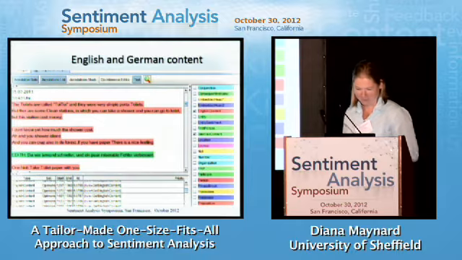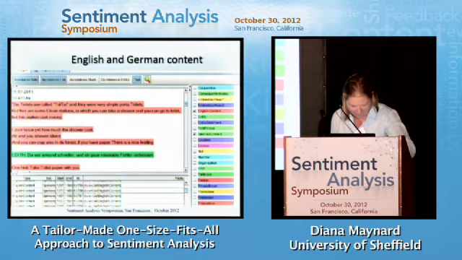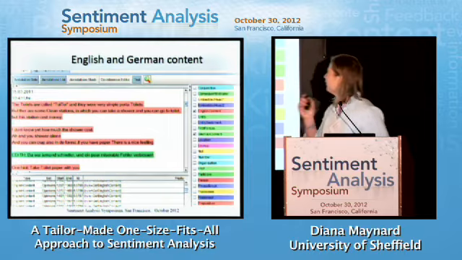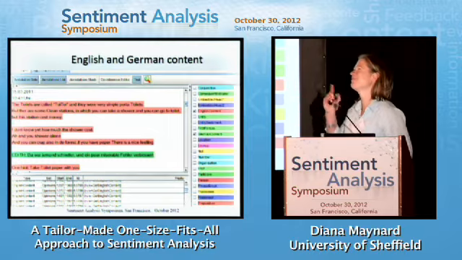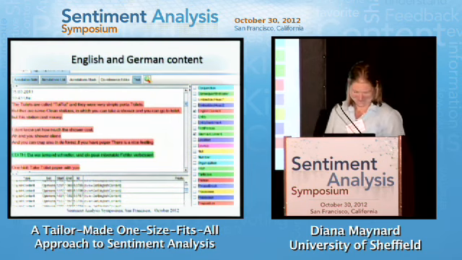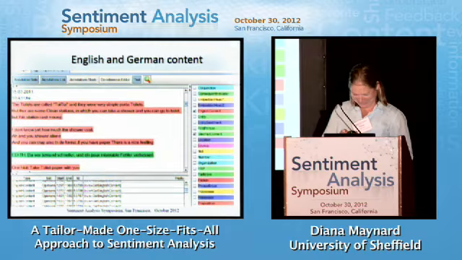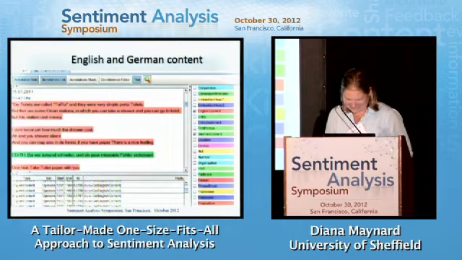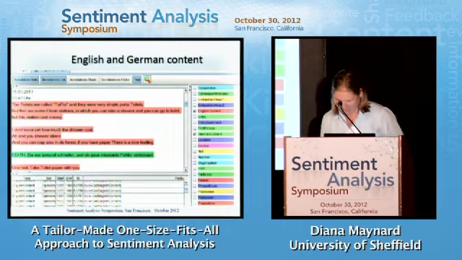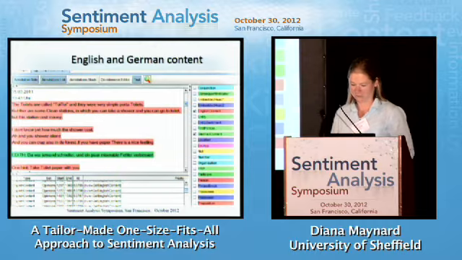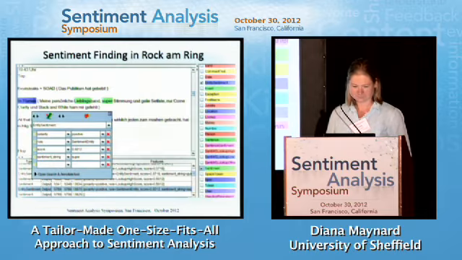So as you can see, the purple text is the English, and the blue text, is it blue or green? I don't know. Sorry, I'm kind of colourblind. The colour that's not pink is the German. And you can see the labels on the right-hand side show English content and German content.